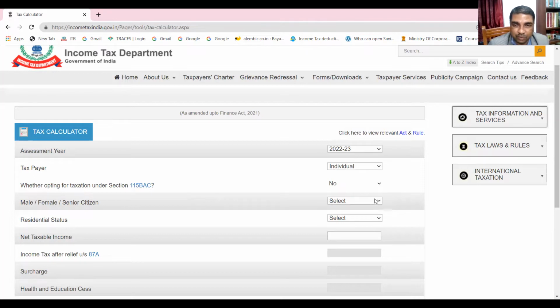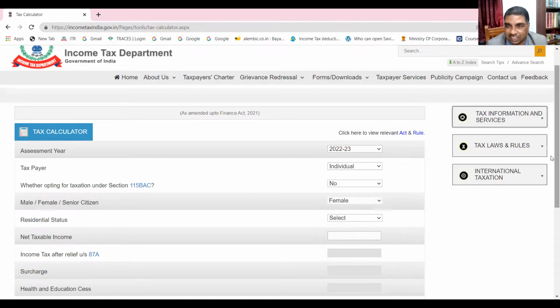Now, the next question is what kind of assessee it is: male, female, senior citizen, super senior citizen. You will be knowing that tax rates are not different for male and female. But for senior citizen and super senior citizen, tax rates are different. We'll be learning that. So let us say we'll take only normal male. Or you can take female also. Answer will be the same.